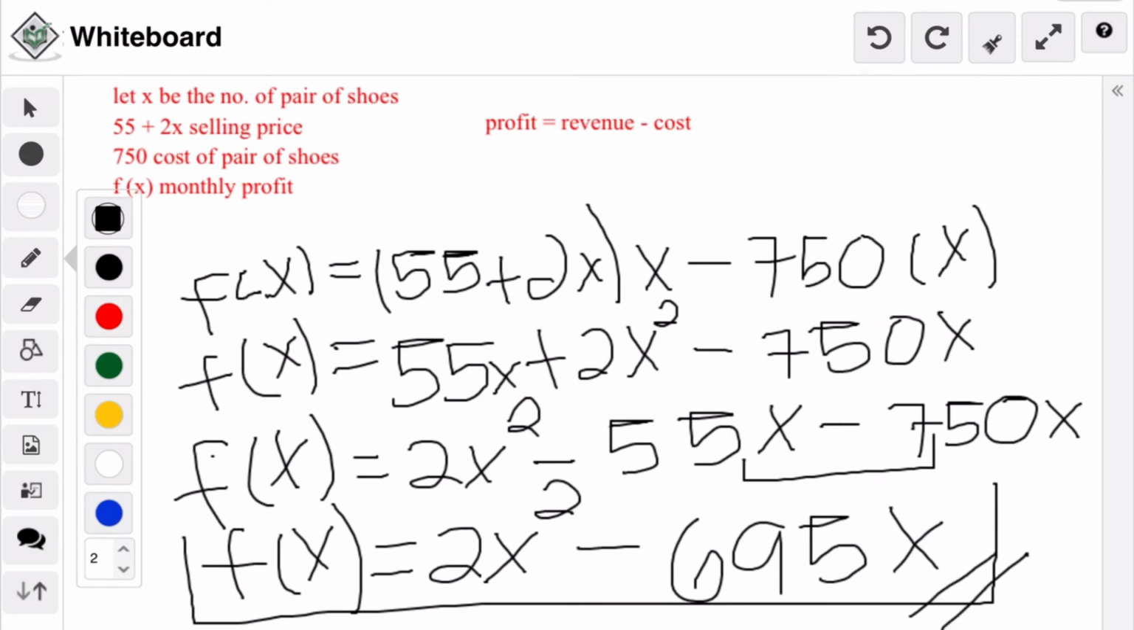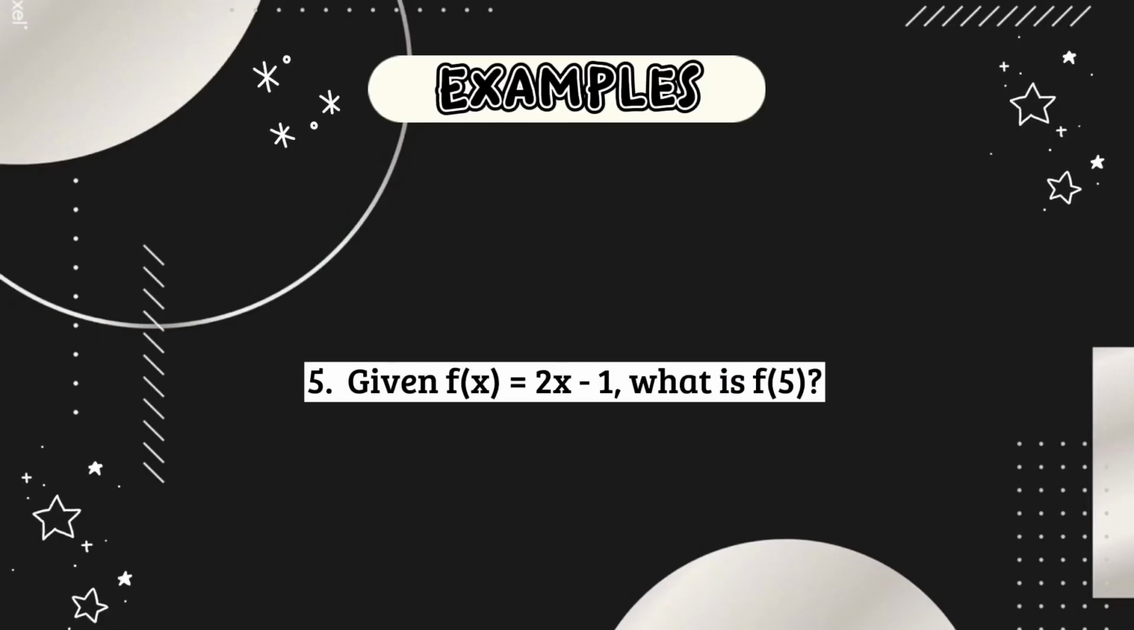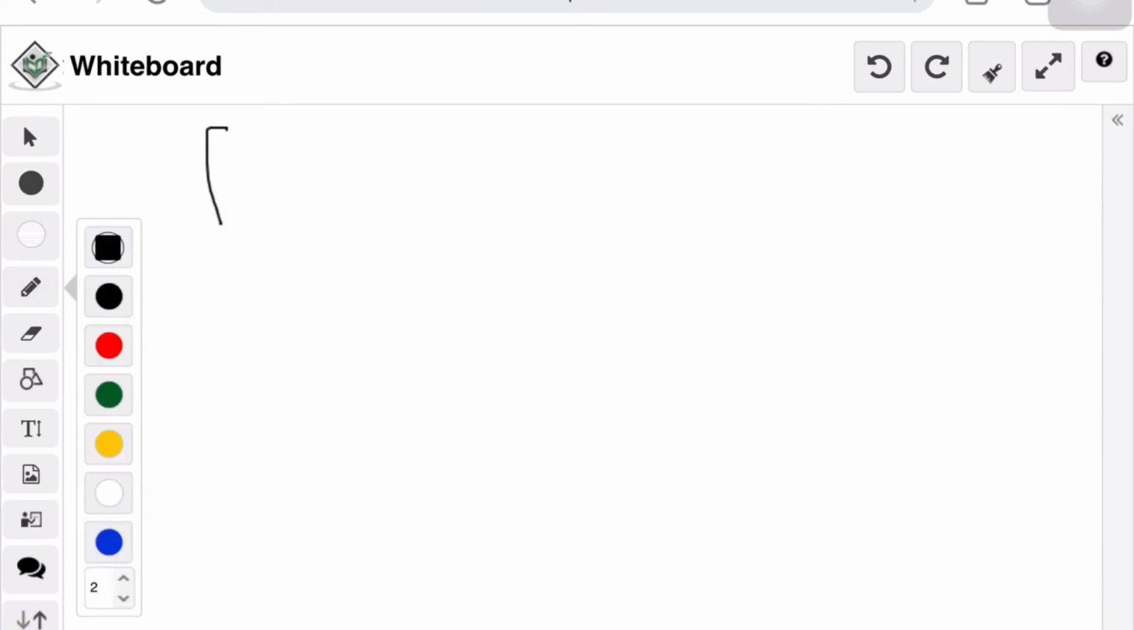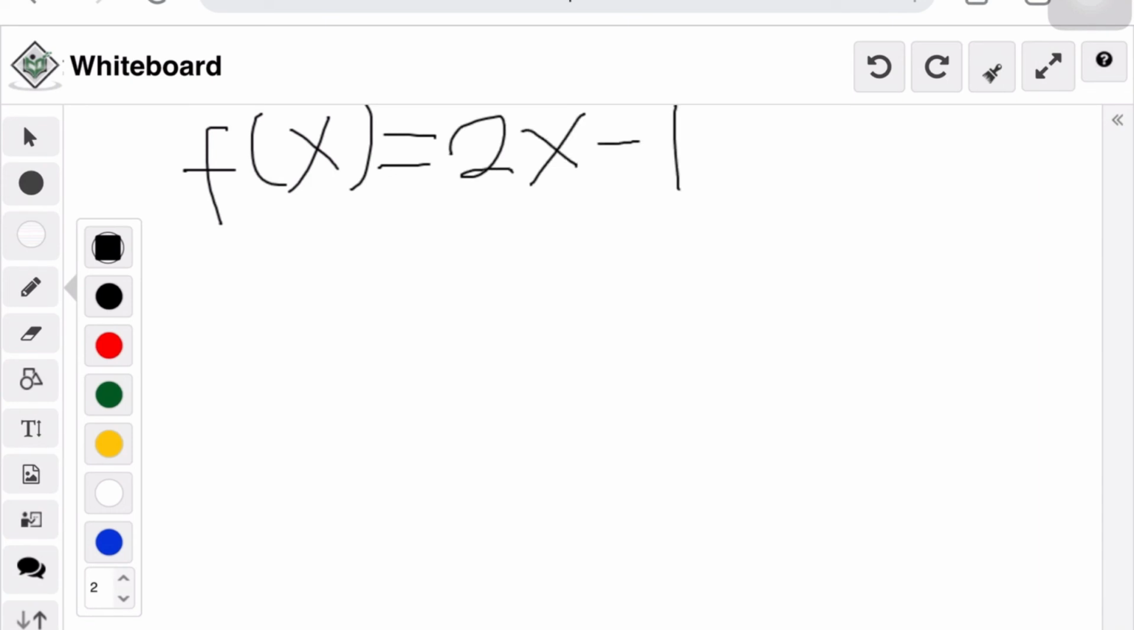So here's the answer. Given f of x is equal to 2x minus 1, what is f of 5? So for the last problem, given f of x, we will put here f of x is equal to 2x minus 1. What is f of 5?